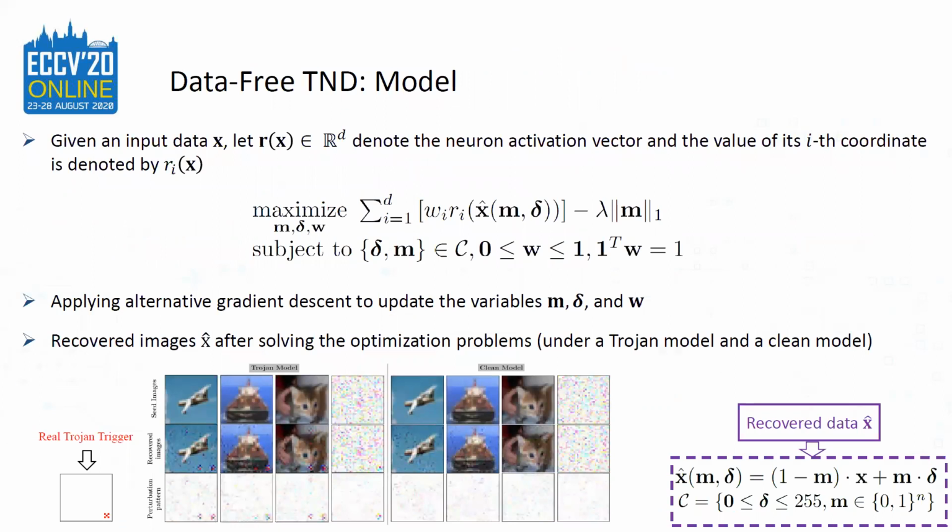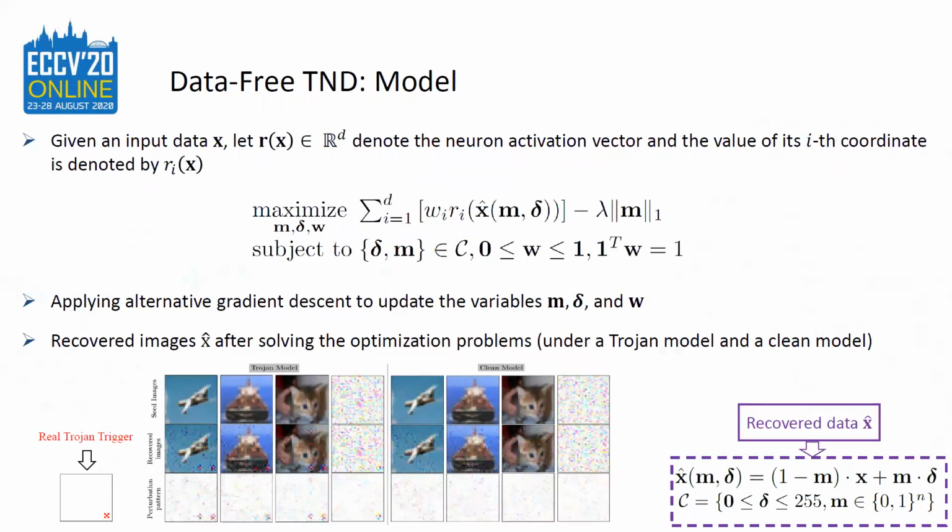Here is our optimization problem based on the previous framework. Ri is the value of the ith coordinate of the neuron activation vector. We try to find the perturbation by maximizing the weighted sum of the neuron activation vectors. If the model is a Trojan model, then the Trojan-related coordinates together with their weights will have large values after the optimization, while other coordinates and weights will have small values.